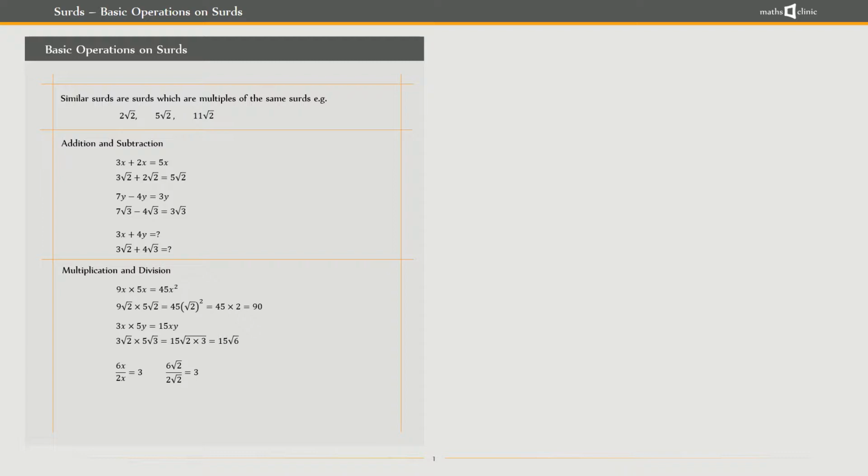Similarly, if you have 6 root 2 divided by 2 root 2, you basically have 6 divided by 2, which gives you 3, and the root 2 cancels out. Now what if you have something like 10xy divided by 5y? You divide the 10 by the 5, and that gives you 2. You divide the xy by the y, and that gives you x, so you end up with 2x.